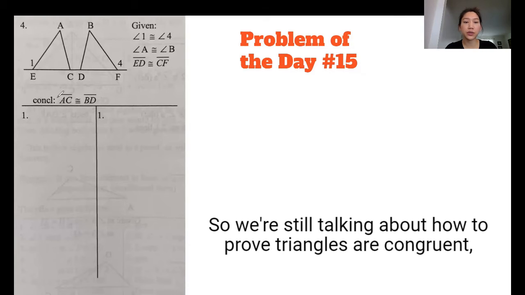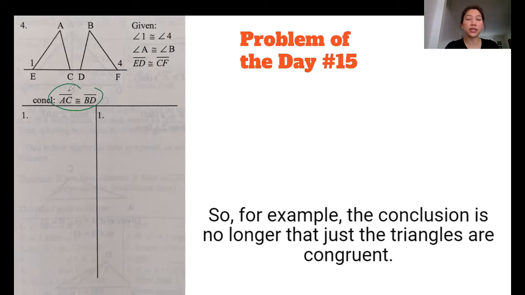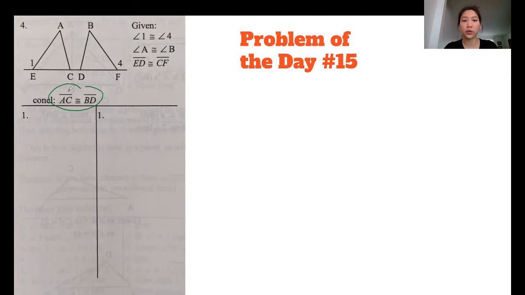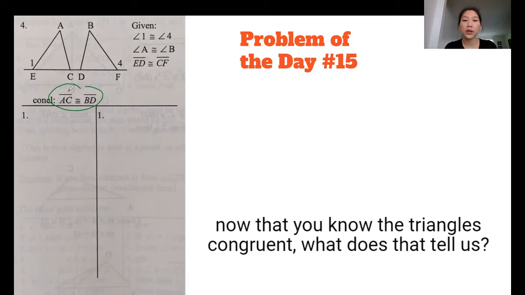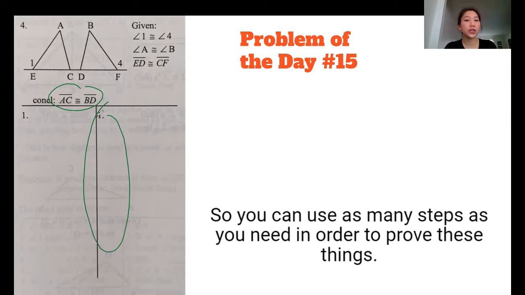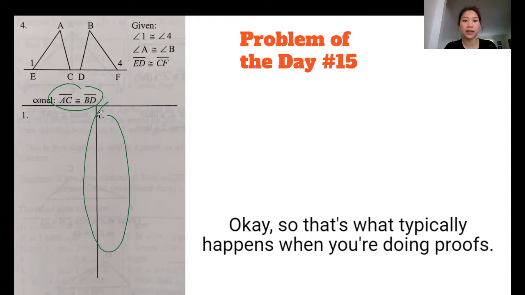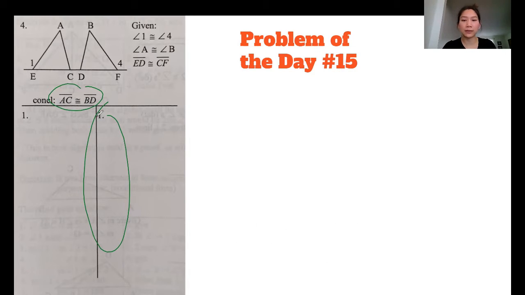The day, number 15. So we're still talking about how to prove triangles are congruent, but we're going to take it one step further. The conclusion is no longer just that the triangles are congruent. We're going to go a little bit further and talk about, now that you know the triangles are congruent, what does that tell us? Another thing that's different now is that they're not telling us how many steps to use. So you can use as many steps as you need in order to prove these things. That's typically what happens when you're doing proofs. They will start to give you fewer and fewer hints of how to actually prove these things.